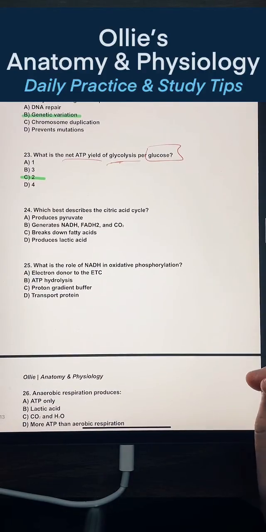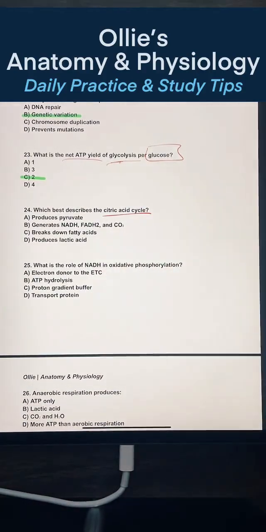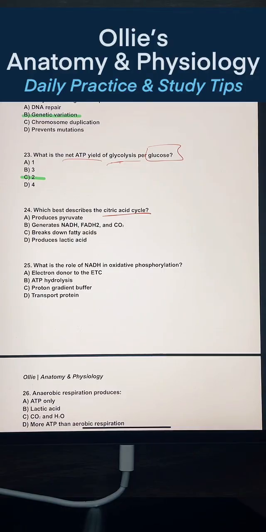Number 24, what is going to best describe the citric acid cycle? A, B, C, or D for this one? What do you all think? A, B, C, or D?